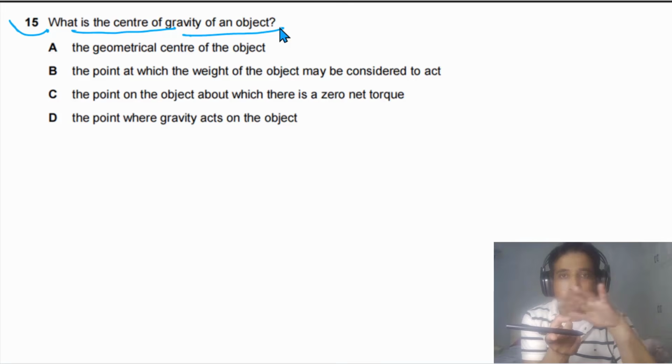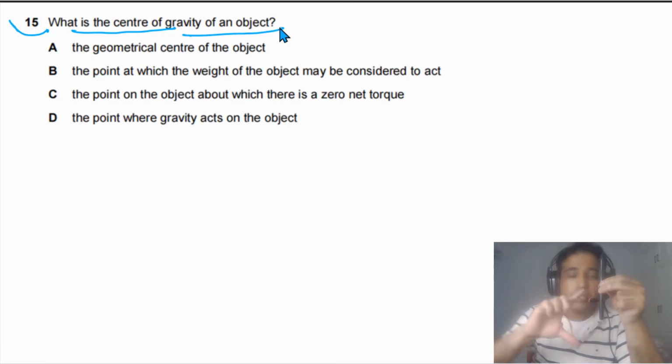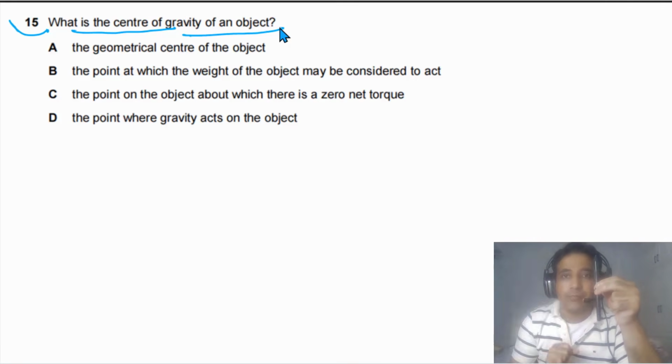If the object is horizontal, center of gravity and center of mass lie at the same point. If the object is vertical like this, center of gravity and center of mass will not be exactly at the same point. It depends on the height of the object. The taller the object, the greater the difference between the location of center of gravity and center of mass. If shorter, the difference will be smaller.